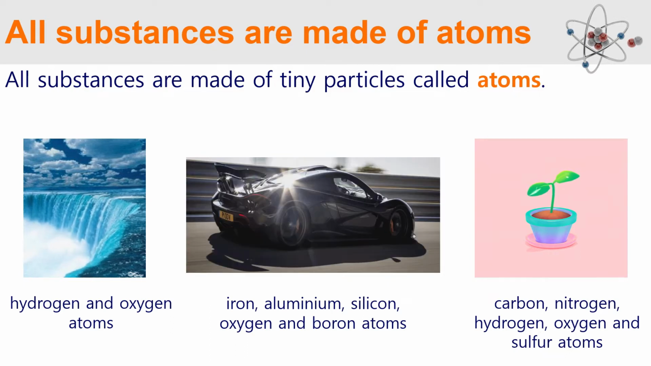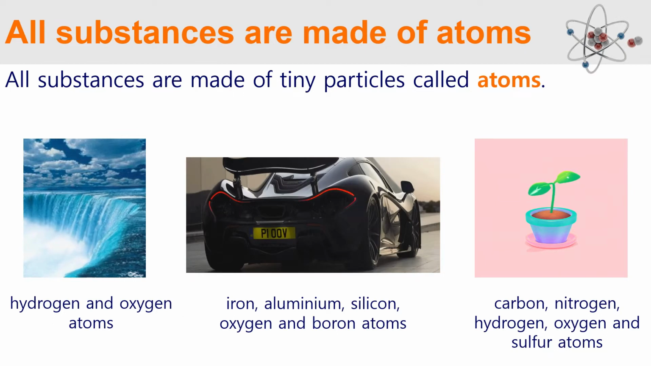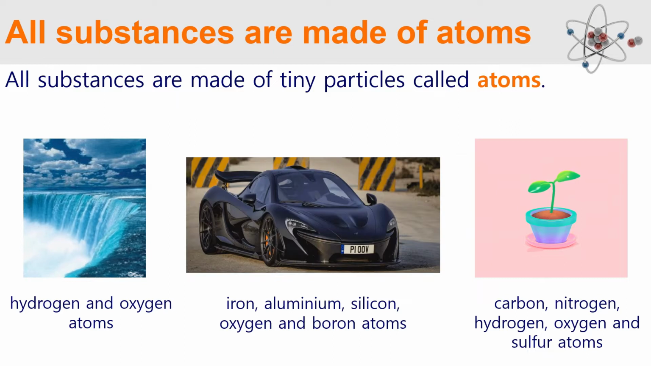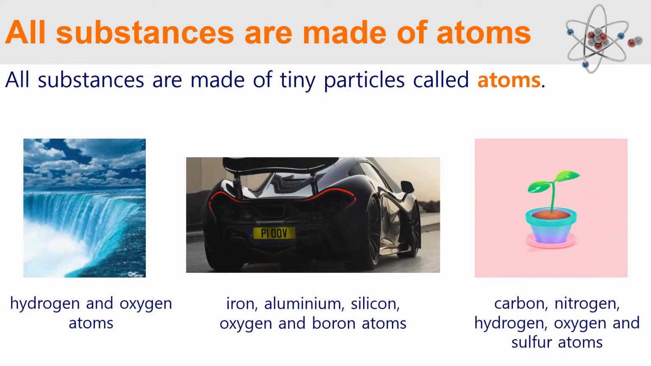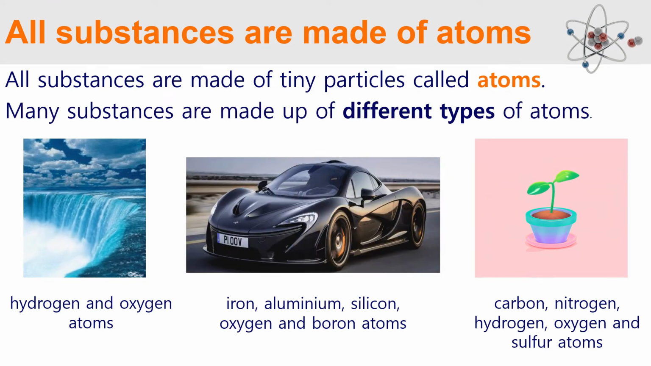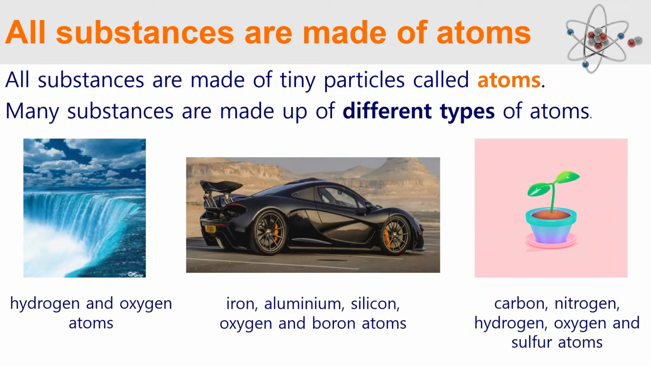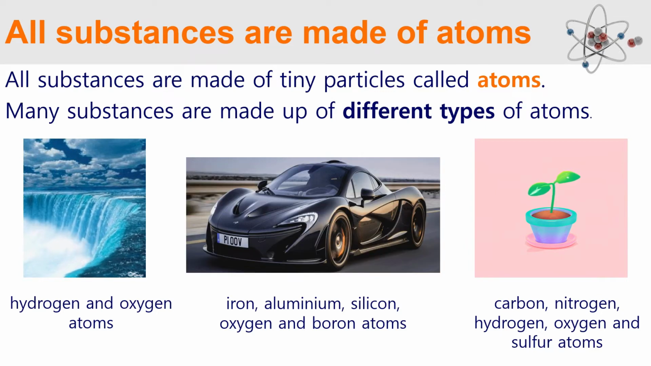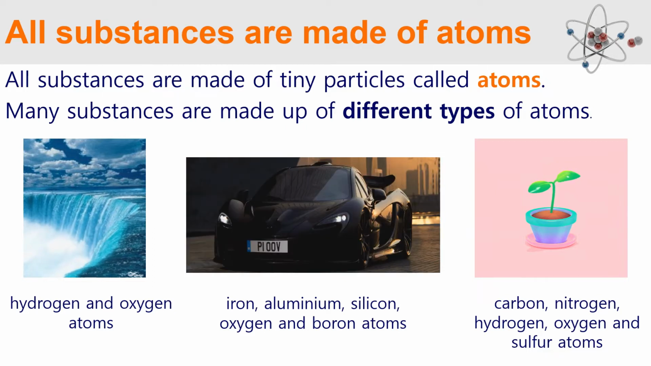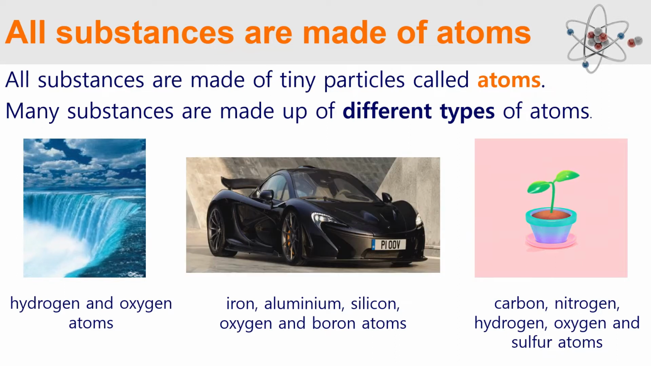Please do remember that all substances on Earth or in the whole universe are made up of atoms. All substances are made up of tiny particles called atoms. Water is made up of hydrogen and oxygen atoms. A car, for example, is made up of several atoms such as iron, aluminum, silicon, oxygen, and boron atoms. A plant is typically made up of carbon, nitrogen, hydrogen, oxygen, and sulfur atoms.